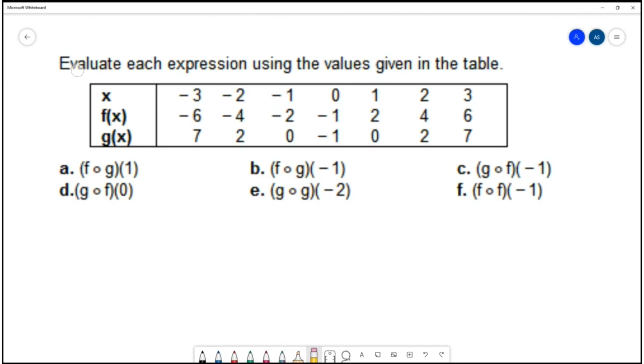In this example, we want to evaluate each expression using the values given in the table. Let's examine the table first. We're given x and a list of x values. We're given f of x. Remember, f of x is the same thing as y, so we're given a bunch of y values. And we're given g of x, and g of x is the same thing as y, so we're given another set of y values. So one set of y values for f, a different set of y values for g.